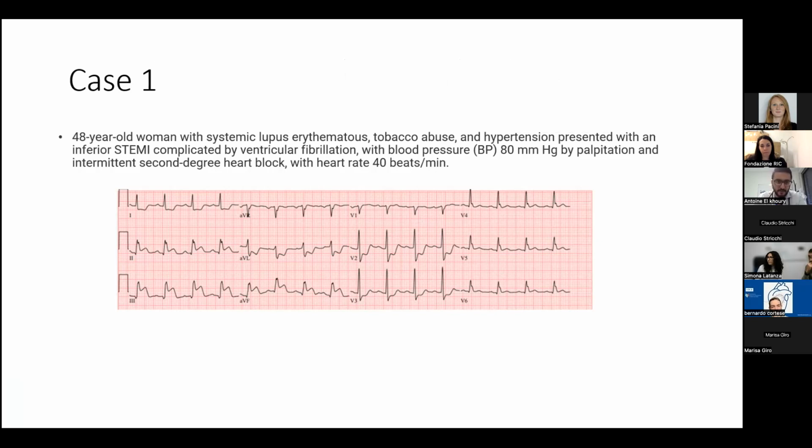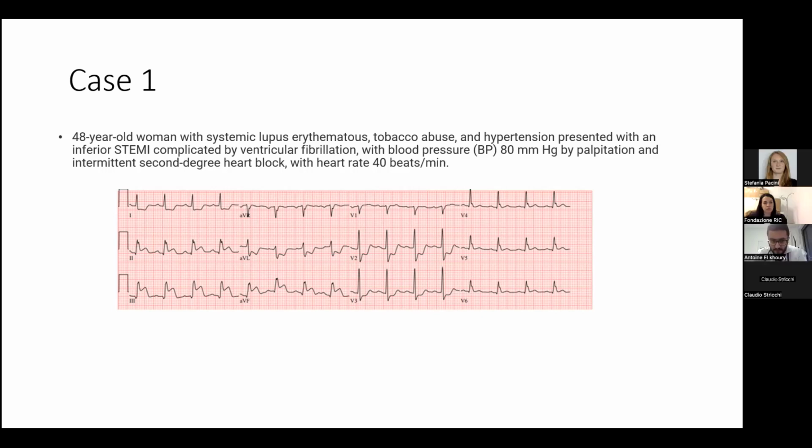So the first patient is a 48-year-old woman with a history of lupus, which is a risk factor, as it can cause coronary disease. She was also a smoker and hypertensive. She presented with ST elevation MI. As you can see on the ECG, we have ST elevation in the inferior leads 2, 3, and AVF.